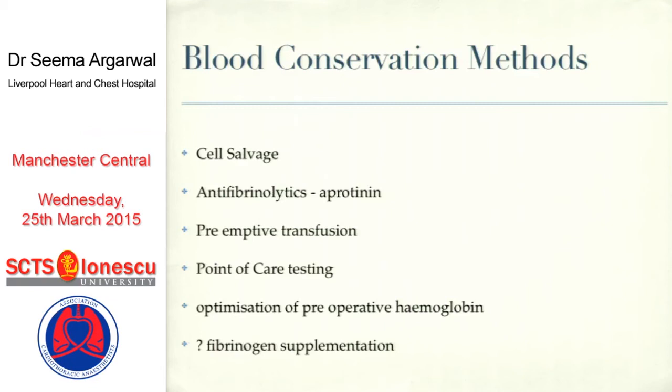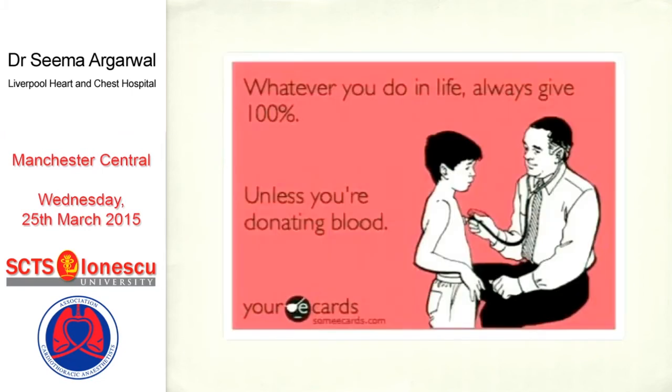Cell salvage, antifibrinolytics, using aprotinin, I think, preemptive transfusion, point-of-care testing, and then taking a few things from that whole patient blood management spectrum of trying to optimize preoperative hemoglobin, using fibrinogen supplementation. I'll leave it there. I'll take some questions if there are any.